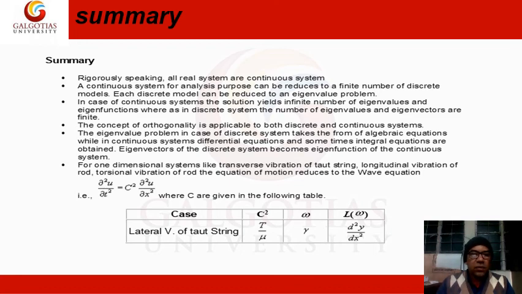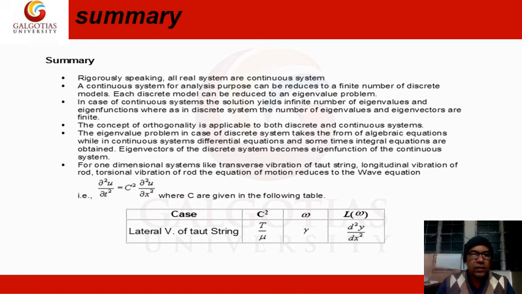The concept of orthogonality is applicable to both discrete and continuous systems. The eigenvalue problem in the case of a discrete system takes the form of algebraic equations, while in the continuous system differential equations and sometimes integral equations are obtained. Eigenvectors of the discrete system become eigenfunctions of the continuous system.